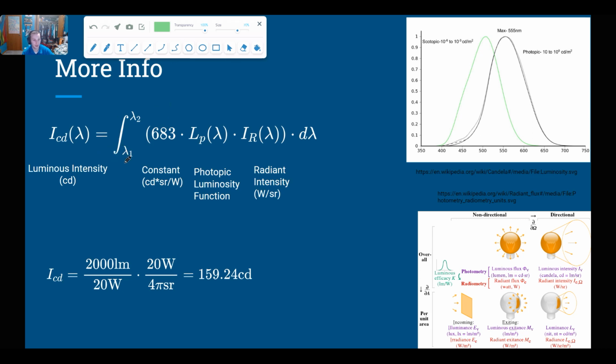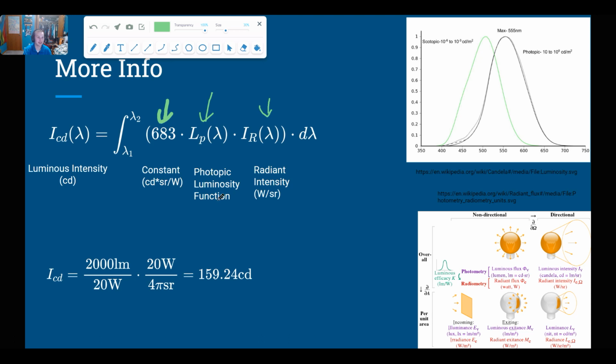So what we have here is a constant, our 683 from the previous slide. We have this phototropic luminosity function, and we have the radiant intensity. The radiant intensity is just a measure of wattage. How much power is this thing giving off? The best way to think about this is if you have a light bulb, there's a wattage associated with that. That's how much energy it's giving off per second. That is a radiant intensity.